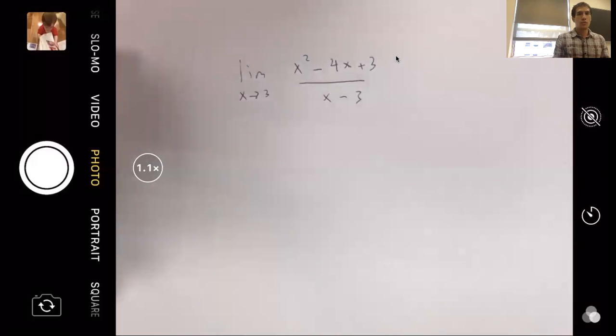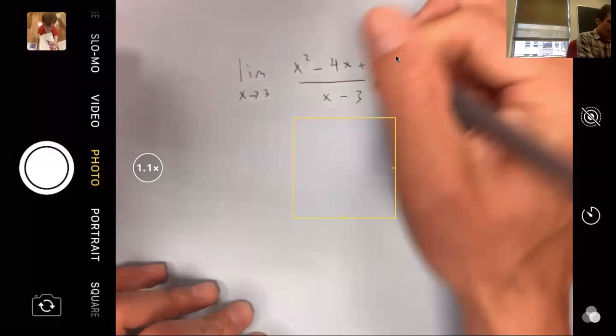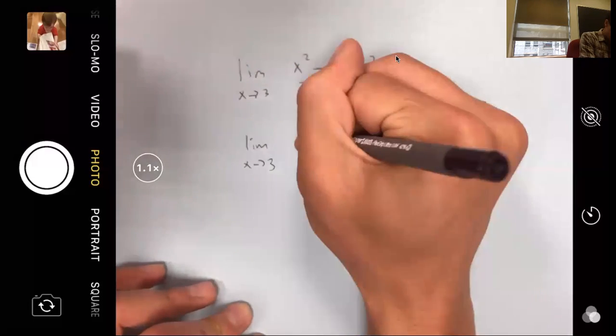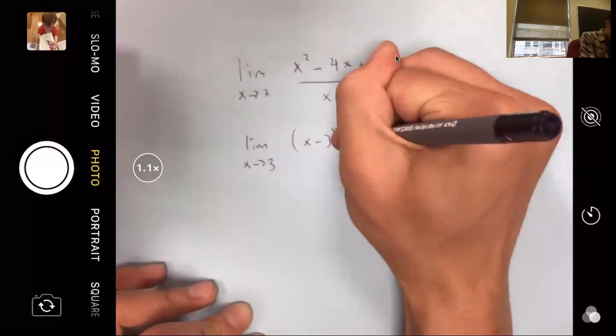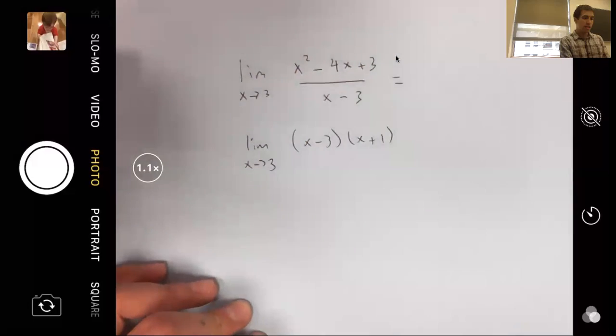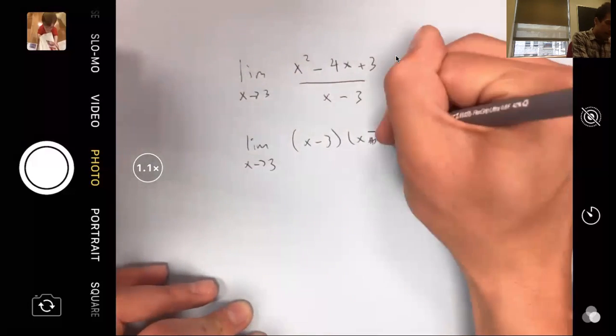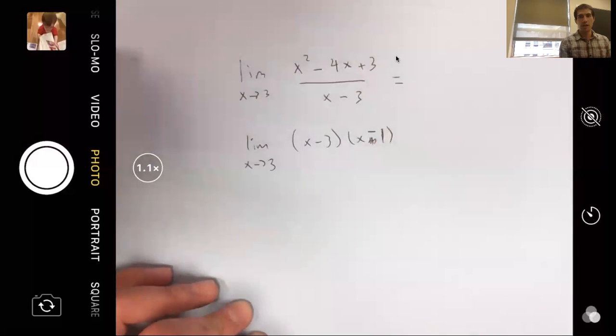So we're going to use what's often the second step, and that's factoring and canceling. So we're going to factor the top. You can write x squared minus 4x plus 3 as a product of x minus 3 and x minus 1. So x minus 3 times x minus 1. And you can see these are the same by just foiling.